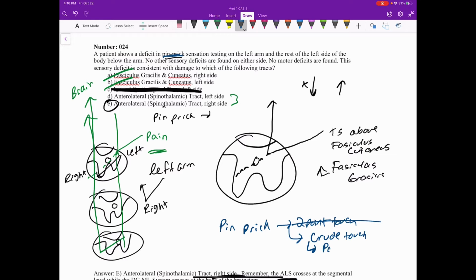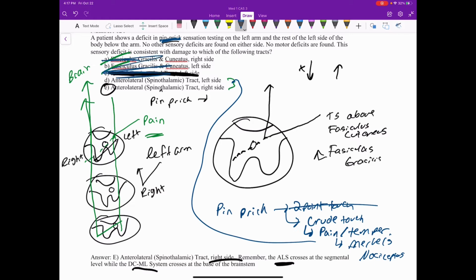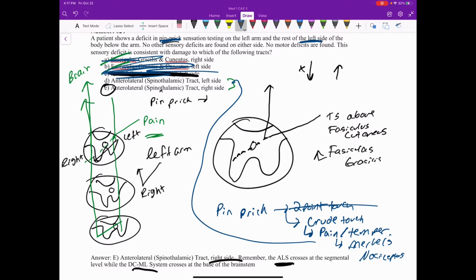Crude touch was also with pain and temperature. And they used Merkel cells, and they used nociceptors, remember? And all this stuff occurs where? The anterolateral system, or the spinothalamic tract. So if you just see pinprick and you're like, boom, anterolateral tract, you could cross out all of these 3 choices. And if you see it occurs on the left side, you have to be like, no, it's going to be the right tract. If it occurs on the right side, no, left tract. Other than that, you guys should be good.